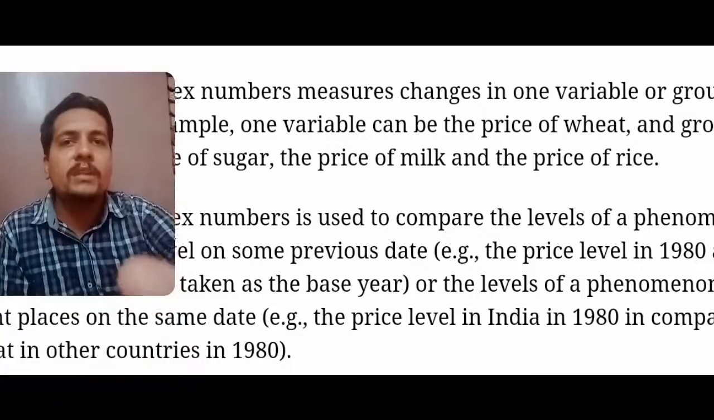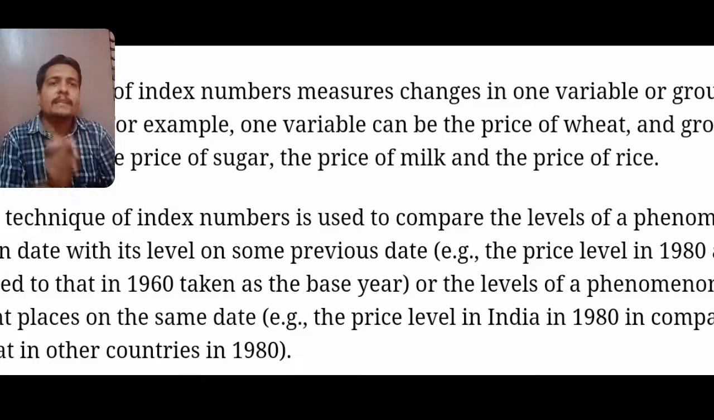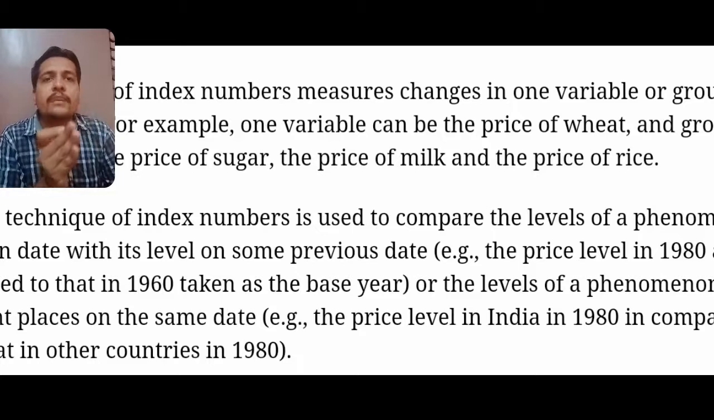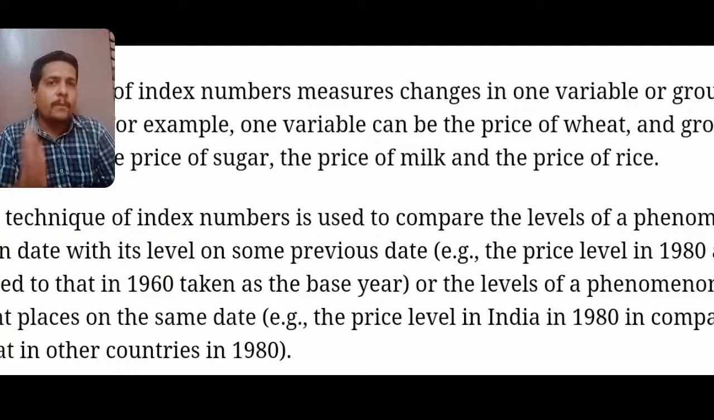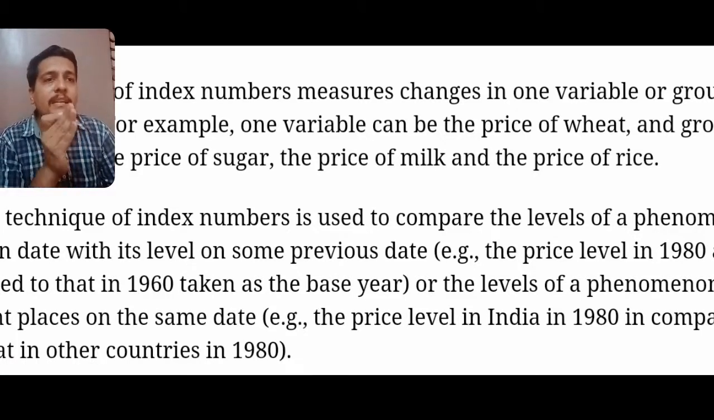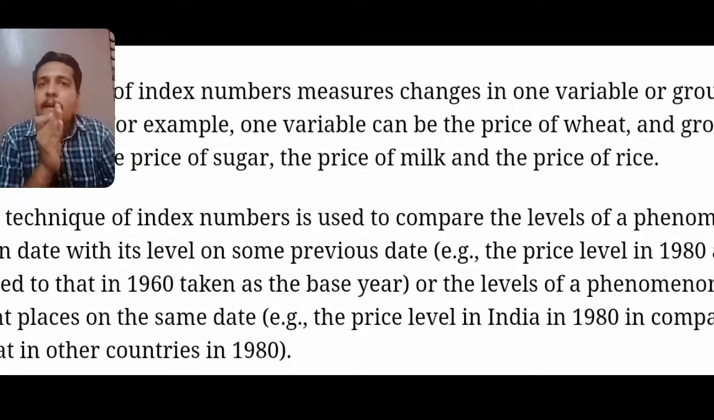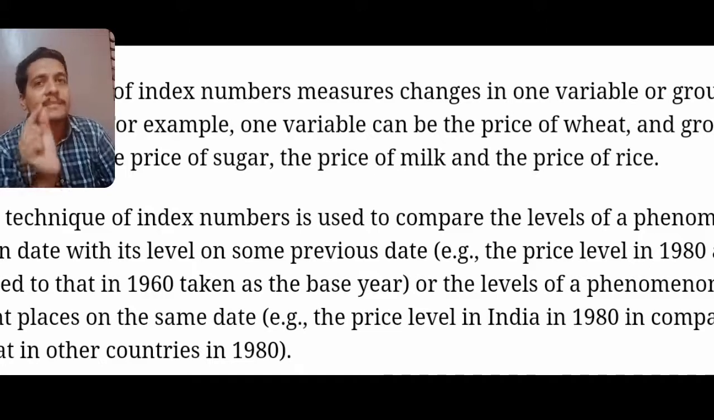After that, the fourth and important feature of index numbers is that the technique is used to compare the level of a phenomenon on a certain date with its level on some previous date. For example, the price level in 2016 as compared to 2015. This is very important. For example, the price level in 1980 as compared to that in 1960, taken as the base year. The second most important thing in this chapter is the base year.